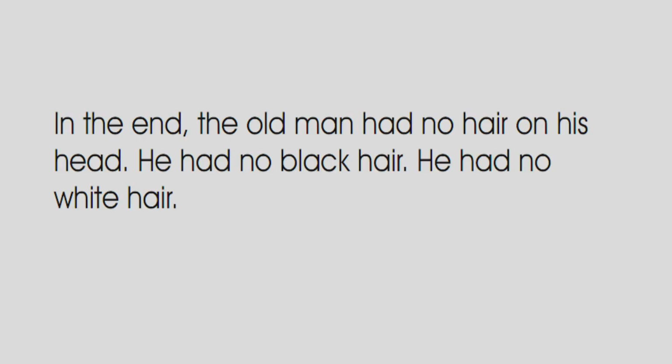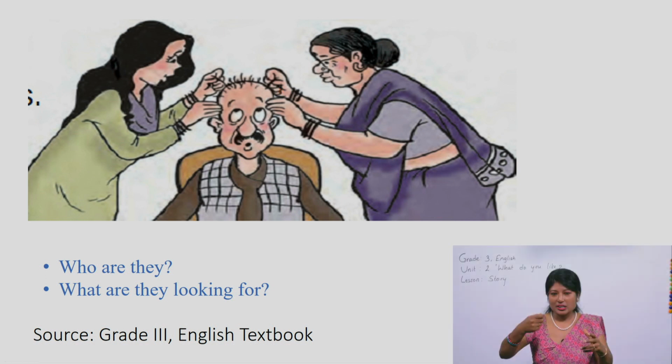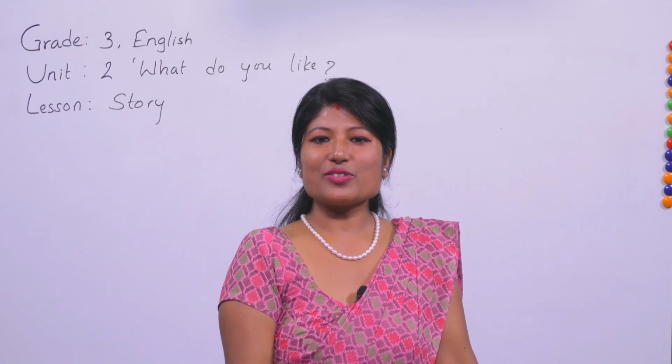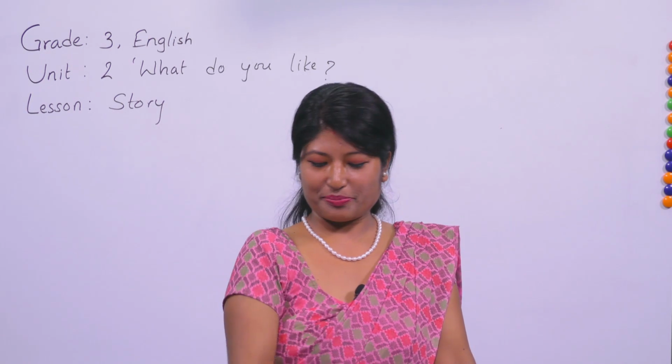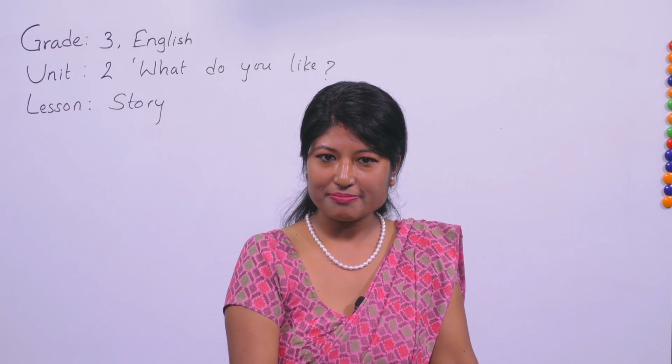So we come to know what they were doing in the first picture. The old and young wife were picking up all the black and white hair in this picture. Now we came to know what they are looking for. They are looking for hair, right? Black and white. So this is the end of the story and I hope you understood the story. Have you understood?